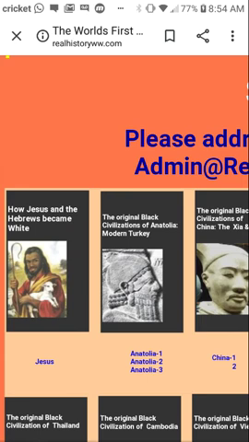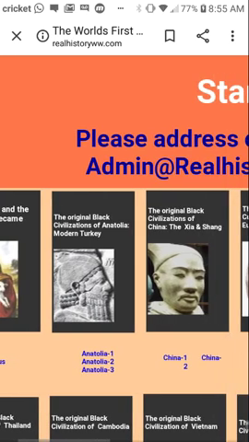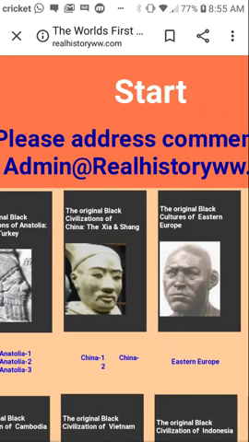And then down here, finally, we can look at, for example, let me enlarge this, okay? How Jesus and the Hebrews became white, because we know that in the scriptures Jesus' hair is of wool and his feet are of fine brass as if burned in the furnace. Anyways, the original black civilizations of Anatolia, modern Turkey, the original black civilizations of China, the Xia and Shang. They have beautiful pictures of these peoples of China.